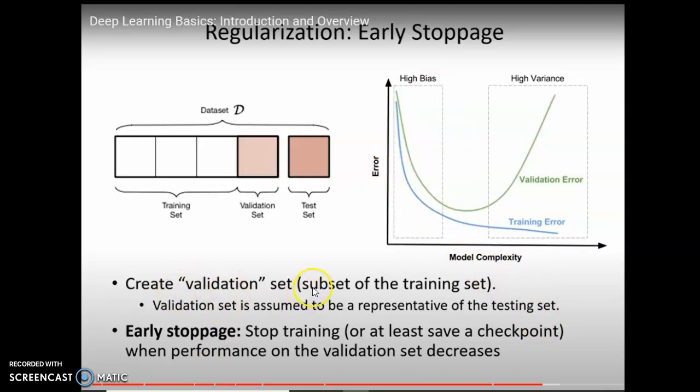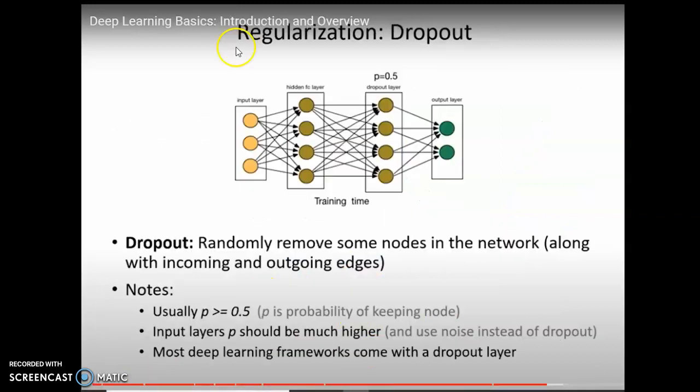Create a validation set as a subset of the training set. The validation set is assumed to be representative of the testing set. Early stoppage: stop training, or at least save a checkpoint, when performance on the validation set decreases.